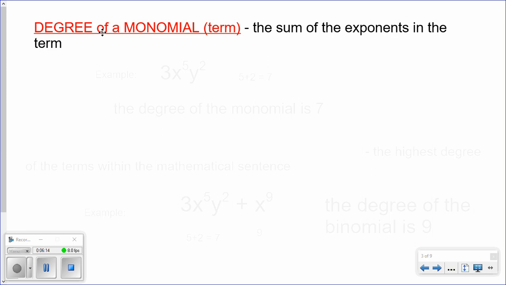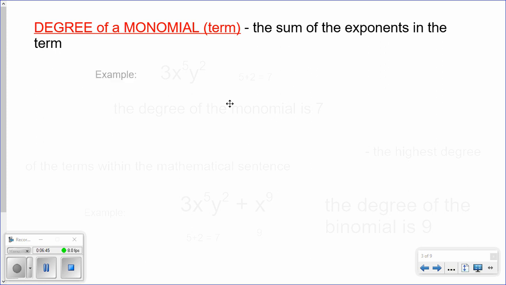Degree of a monomial, or degree of a term. Okay? So, if I ask you what's the degree of this term, it's just taking the sum of the exponents in the term. So, even if you have 2 different variables and they have 2 different exponents within that one single term, you have to add those exponents together. I know they're not for the same variable. It's okay. You add the exponents together, and that tells you the degree of the term, or the monomial.